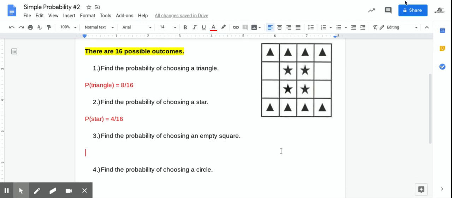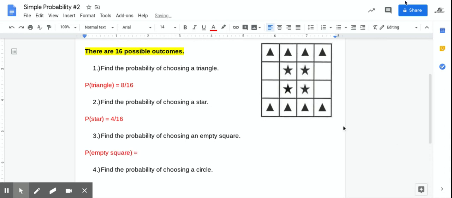All right, number 3. Find the probability of choosing an empty square. Okay, well, an empty square just means a square that doesn't have a shape in it. So I'm going to write my probability notation, which is capital P, in parentheses, what I'm finding the probability of, which is an empty square.